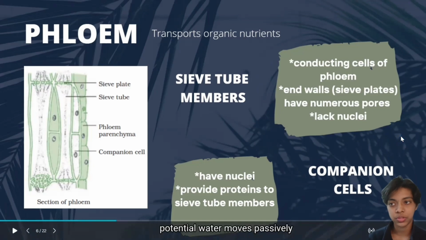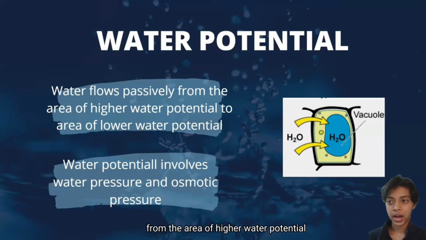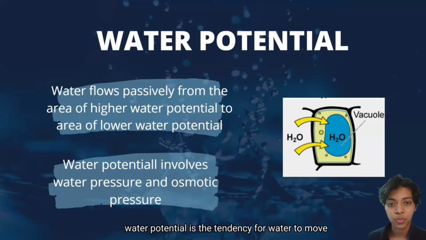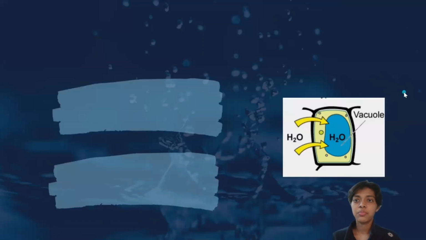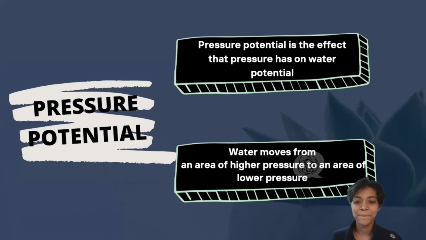Now moving on to water potential. Water moves passively from the area of higher water potential to the area of lower water potential. Passively means it does not need energy. Water potential involves two things, pressure potential and osmotic potential. Now what is water potential? Water potential is the tendency for water to move. Moving on to pressure potential. Pressure potential is the effect that pressure has on water potential.